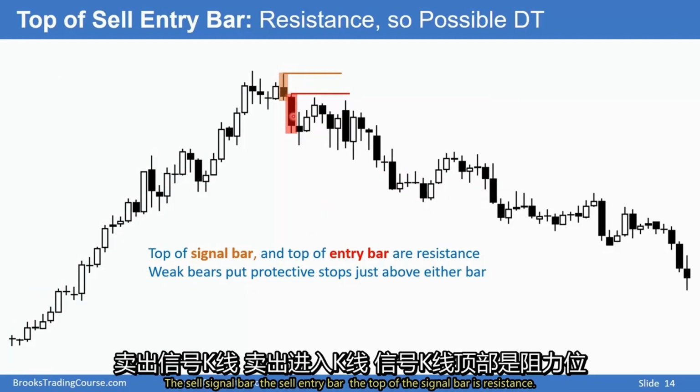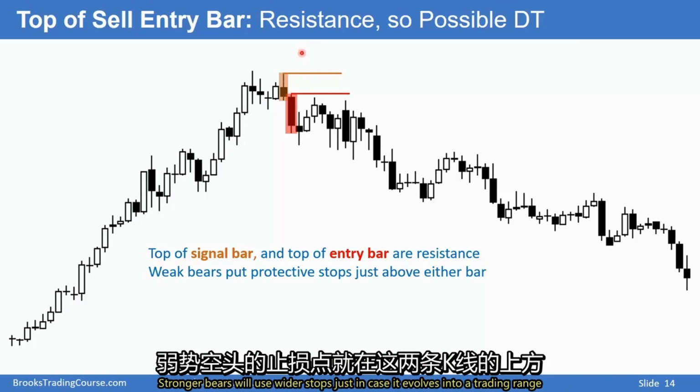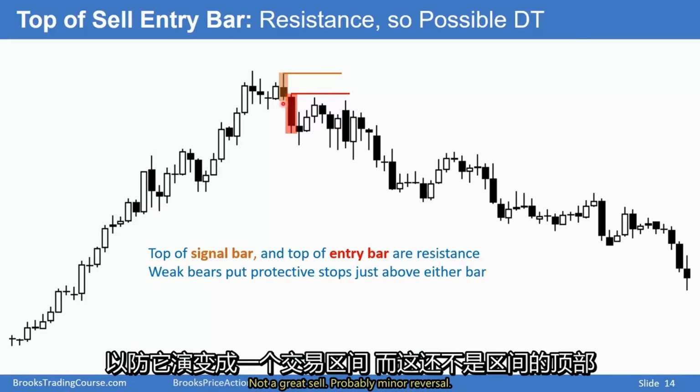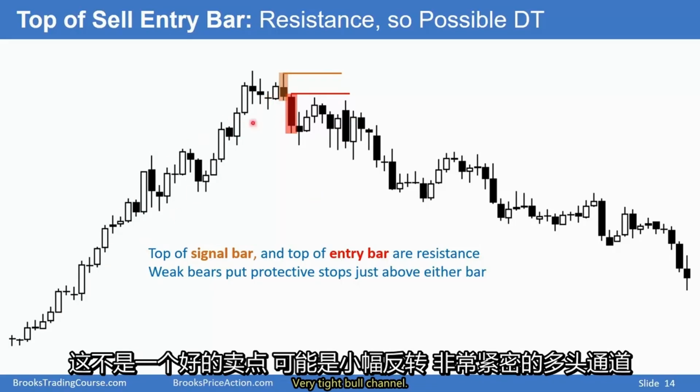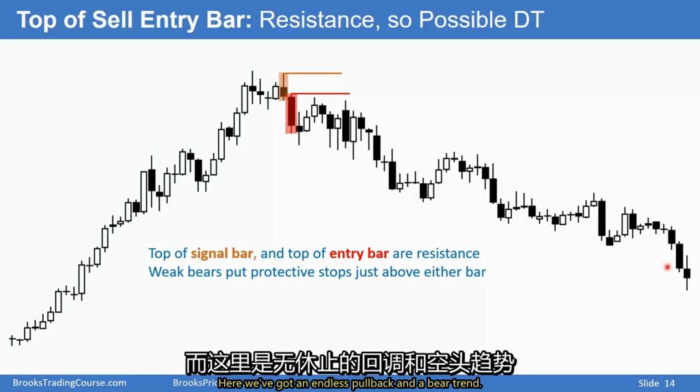The sell signal bar, the sell entry bar. The top of the signal bar is resistance. The top of the entry bar is resistance. Weak bears put their stops just above either bar. Stronger bears will use wider stops, just in case it evolves into a trading range and this is not quite the top of the range. Not a great sell, probably minor reversal. Very tight bull channel. Usually the first reversal down is minor and you get a trading range.